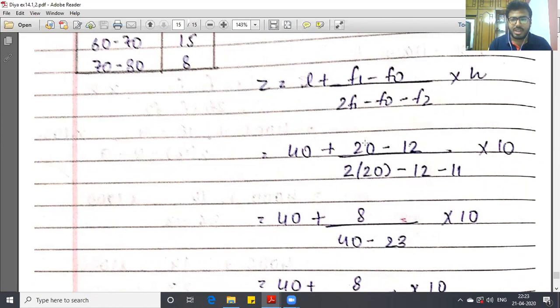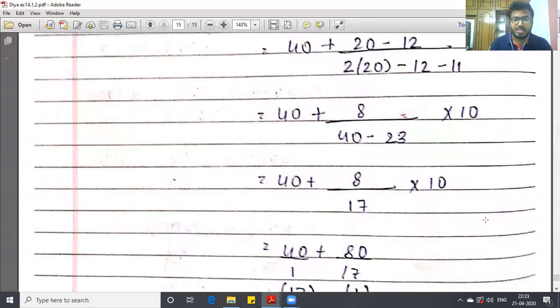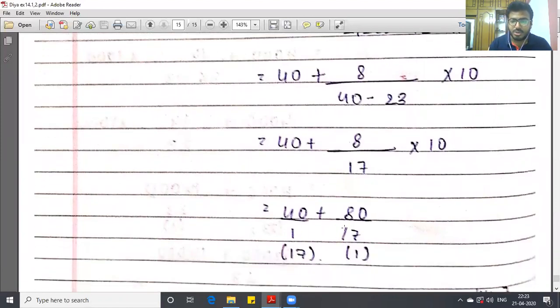This is telling it for the last time. 20 minus 12, you have to do it first. You're getting 8. 2 into 20, that is 40. Then add this 2: minus 12 and minus 11 added, you'll get minus 23. So 40 plus 20 minus 12, that is 8, and 2 into 20 is 40, and then here is 10. Then 40 minus 23 you have to do in the next step, that is 17. 8 into 10, that is 80. 80 divided by 17, you can do it directly here.